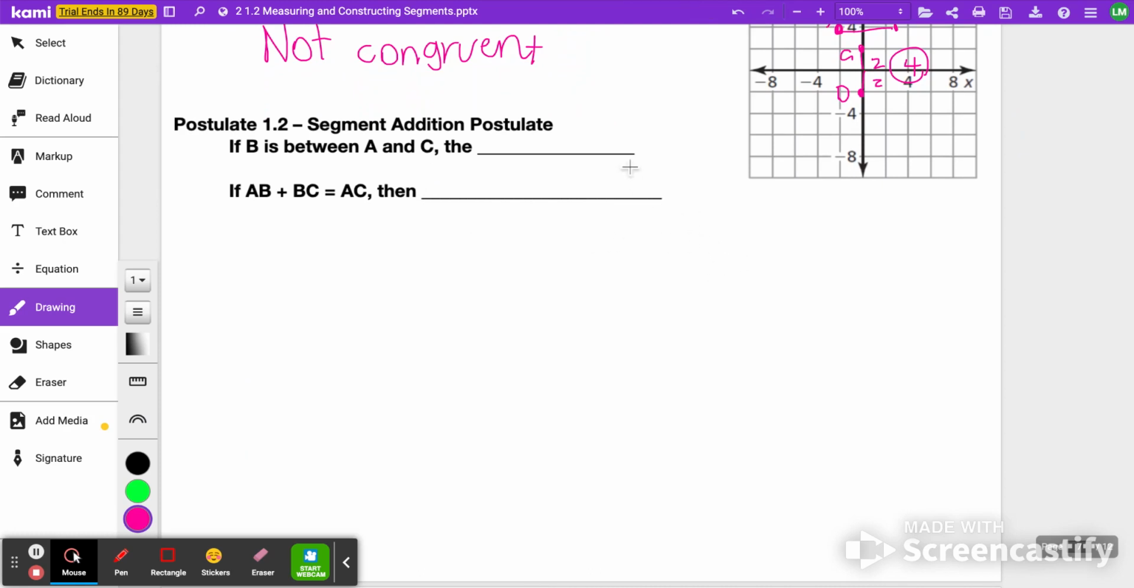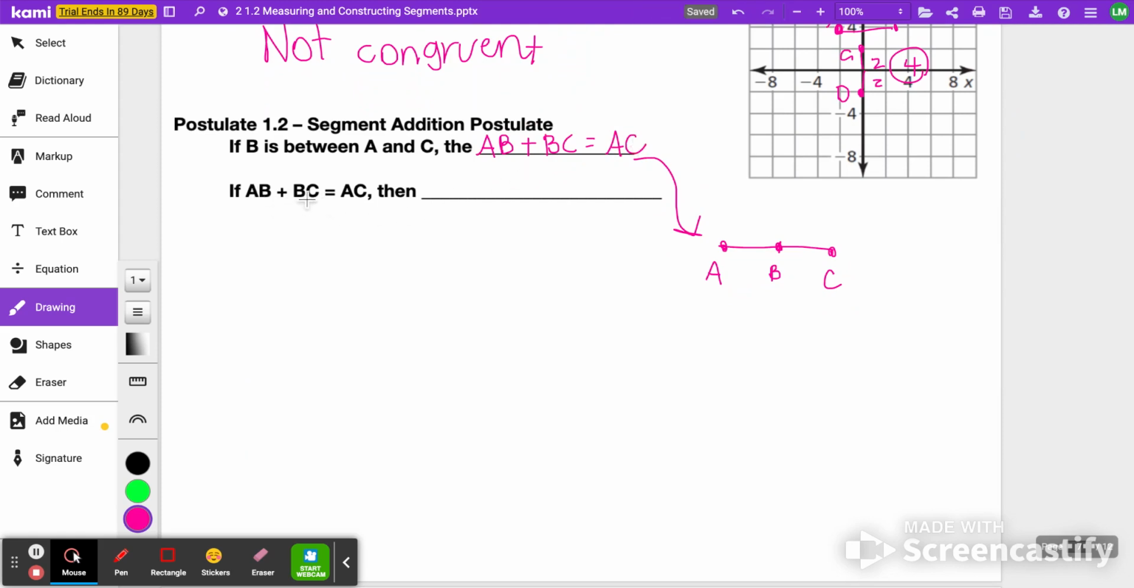So I'm a visual person. I'm going to draw a picture. Here is B. Make this a point, my bad. And then it's between A and C. So let's say A is here and C is here. This will make more sense if you can see a picture like this. If B is between A and C, the AB segment plus BC segment will give you A to C. See how easy that is?